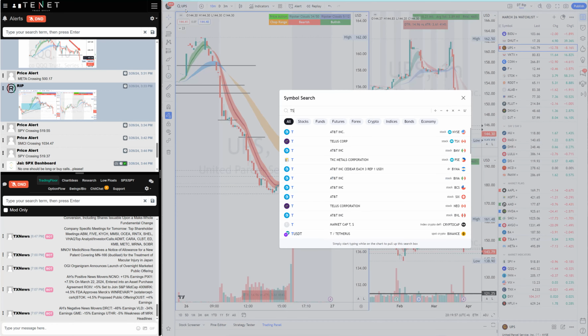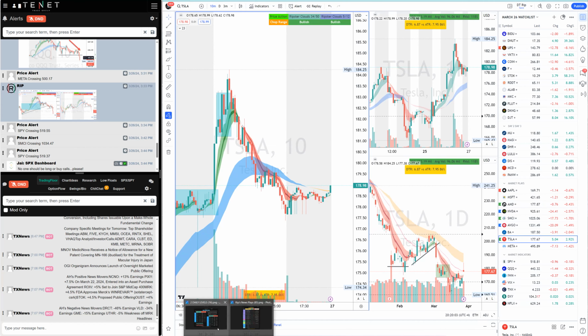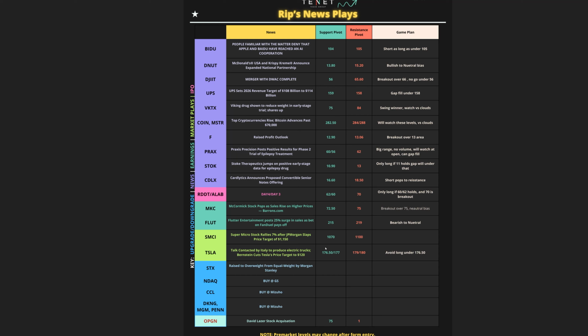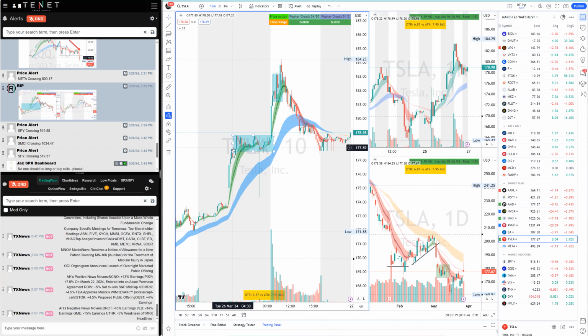So the next one we're going to look at is Tesla. What was the plan on Tesla? Let's go back and look at the levels. Tesla had a price target cut, but it also had news out of Italy that they're going to produce electric trucks, so Tesla was gapping up. The support was 177, 176.50. Resistance was 179, 180. I told everyone we only long over 176.50 and avoid under 176.50.